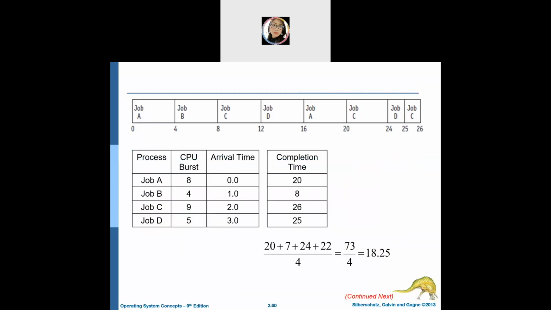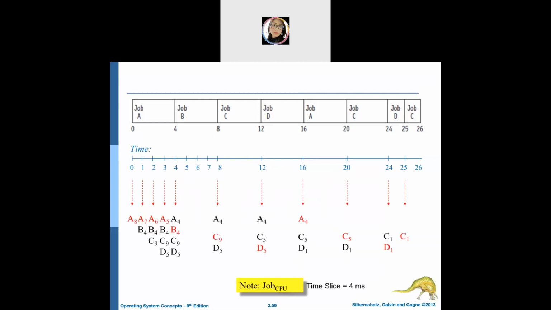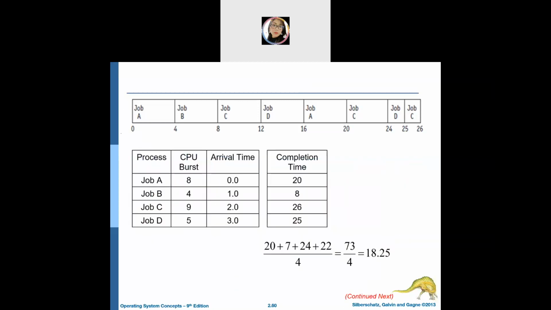Okay, so waiting time here, this one is what? So for waiting time, you can see you start at 0 for A. Your arrival time is also 0, it's already given. And you're going to complete your job A at 20. This is your completion time.